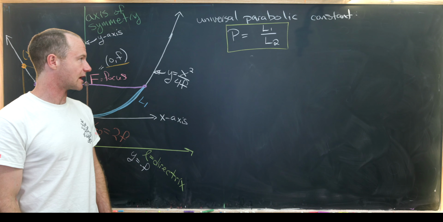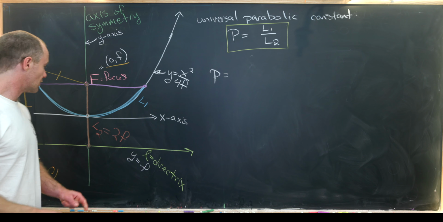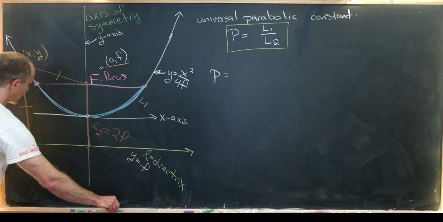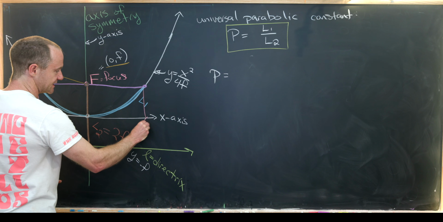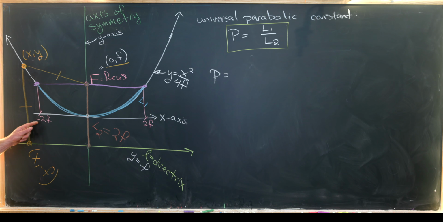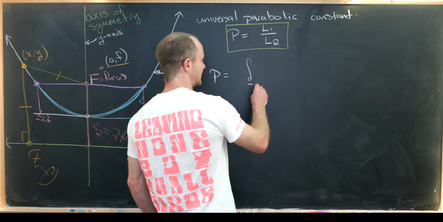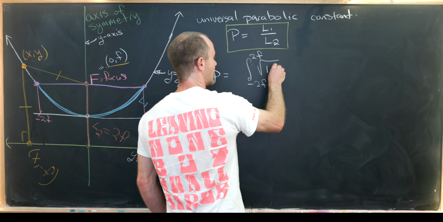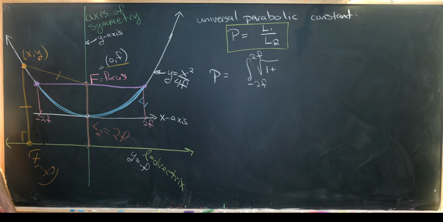Now we're ready to make this calculation. So we'll have P is equal to L1. L1 is the arc length of our parabola between, by a quick calculation, we can see this right here is minus 2f, and this part right here is 2f. So it's the arc length between x equals negative 2f and x equals 2f of our parabola. But there's a nice equation for arc length, and that's given by an integral. We have the integral from minus 2f to 2f of the square root of 1 plus the derivative of the equation of this parabola squared.